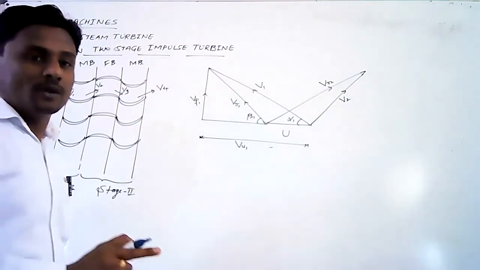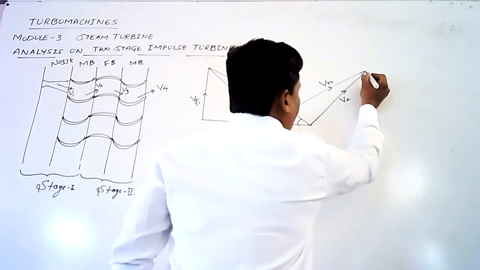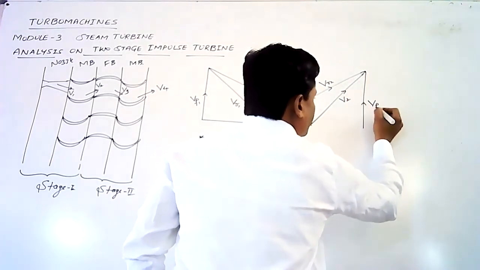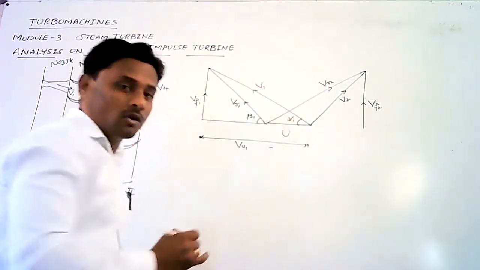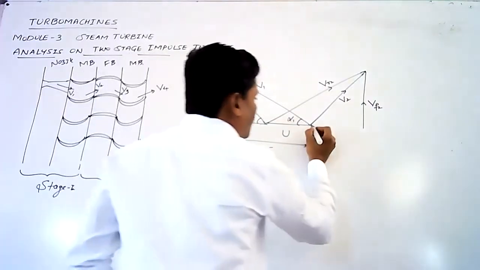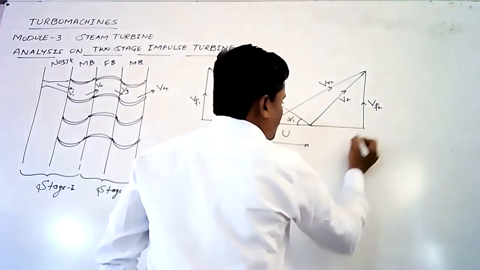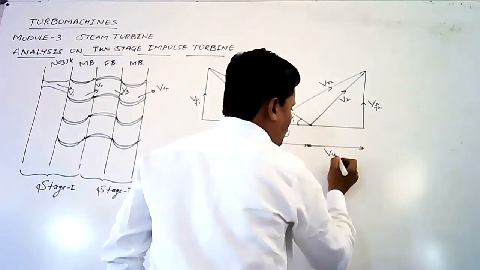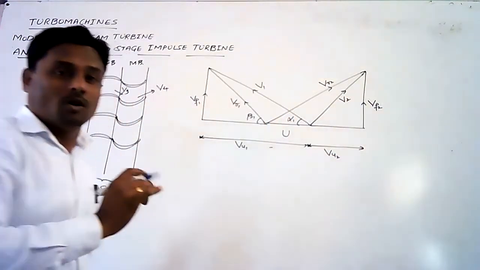The velocity V2 has two components, namely the vertical component Vf2, which is nothing but the flow velocity component, and its horizontal component is VU2. That is the tangential velocity component at the outlet.